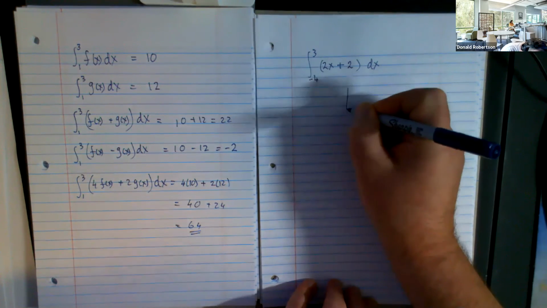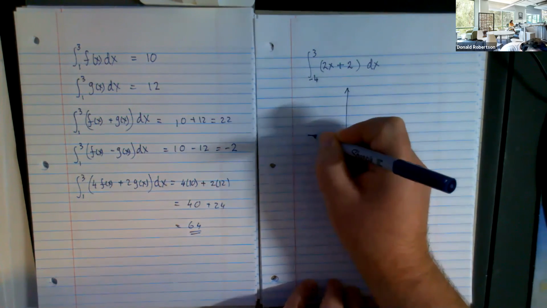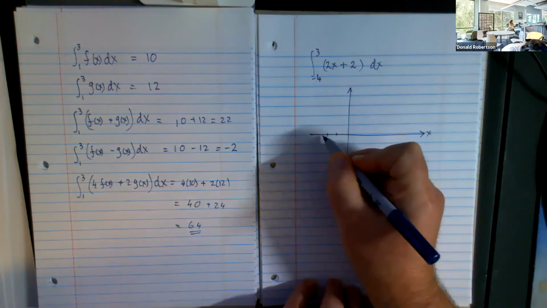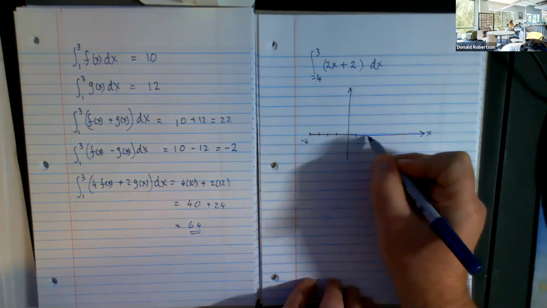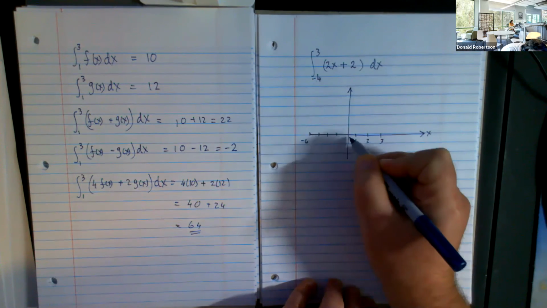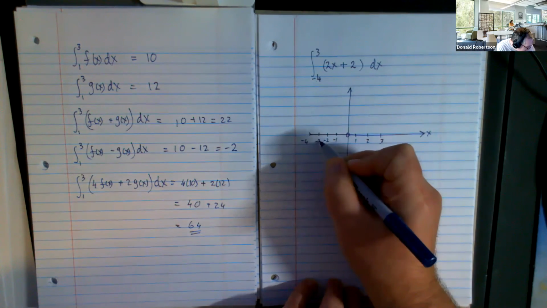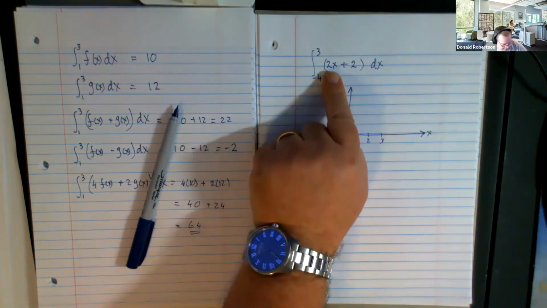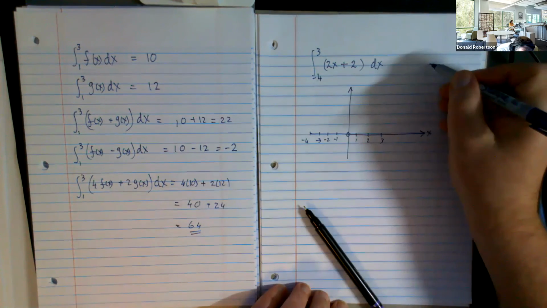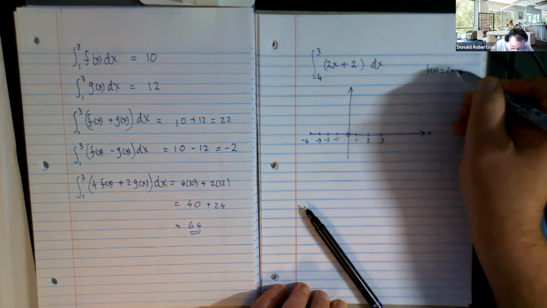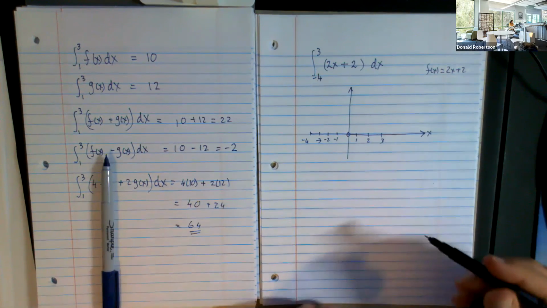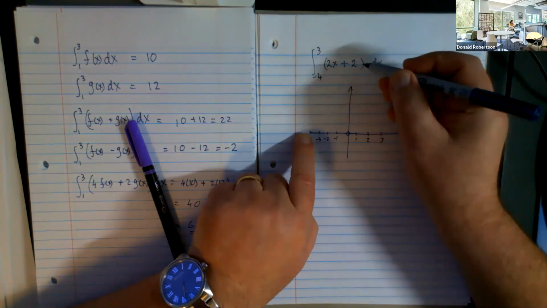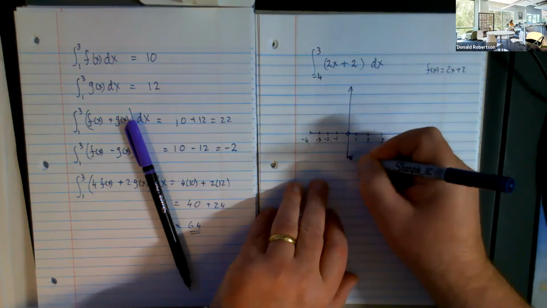So the approach to how this is going to work. The first step is you draw the line 2x add 2. Okay, so at -4, the start, what do you get? -6, so I better make this line a lot longer.